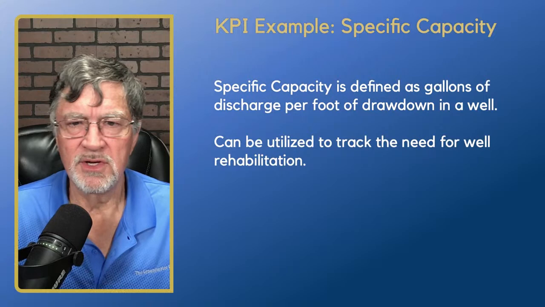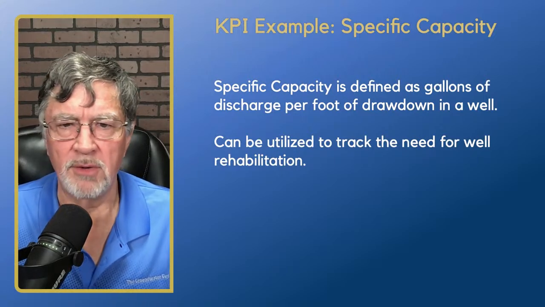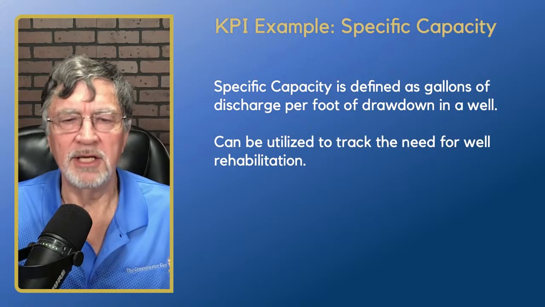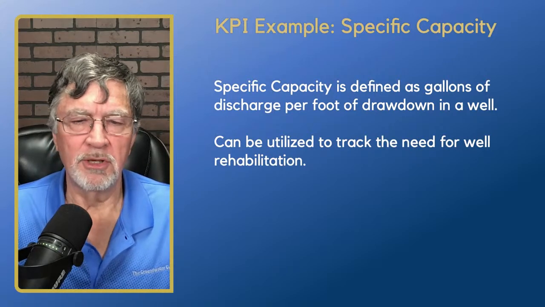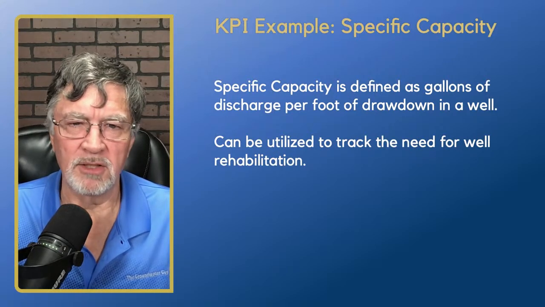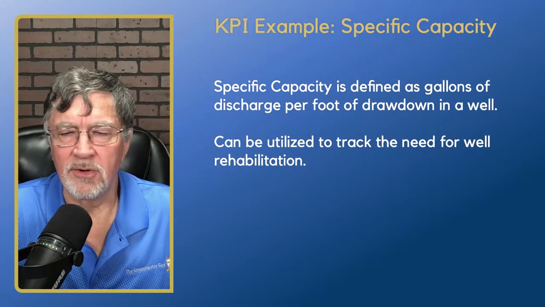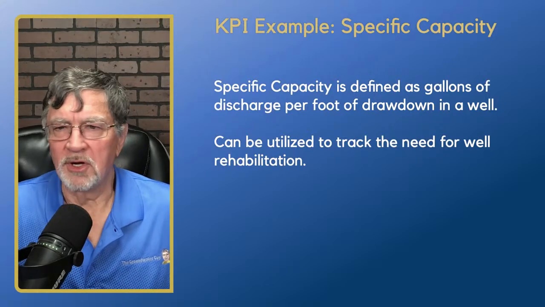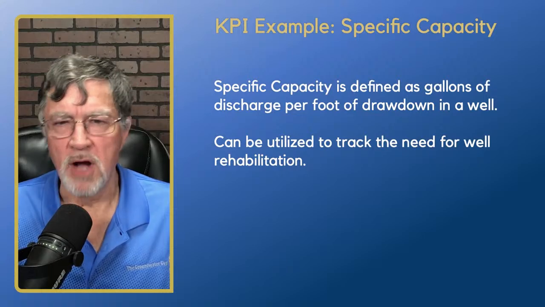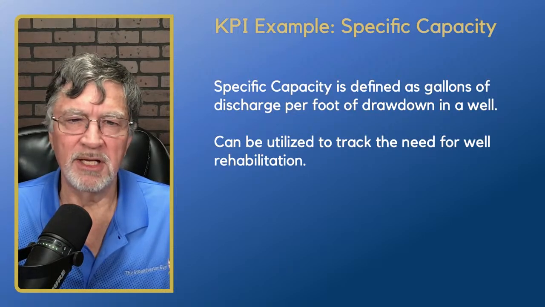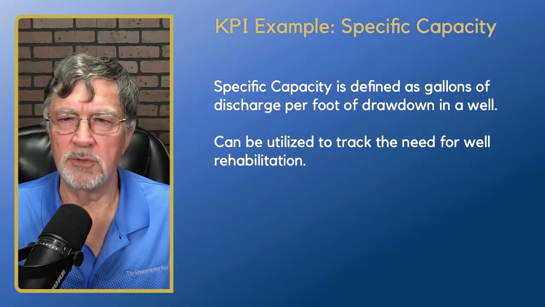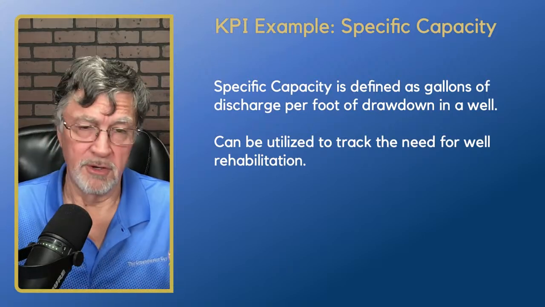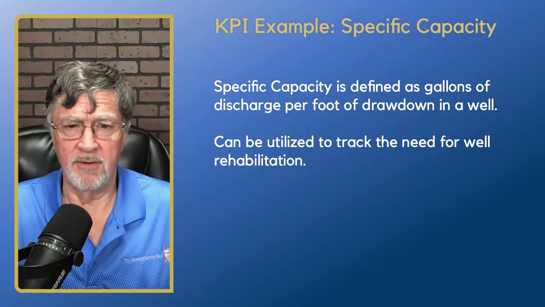Specific capacity is defined as gallons of discharge per foot of drawdown in a well. So you need to know your static water level, you need to know your pumping water level, and you need to know your pumping rate. So basically, you're looking at the difference between static water level and your pumping water level, and then you're taking how many gallons of discharge. So basically, if you had 40 feet of drawdown and you're pumping 100 gallons a minute, that would be a specific capacity of 2.5, because you're dividing gallons of discharge or your pumping rate by your feet of drawdown.